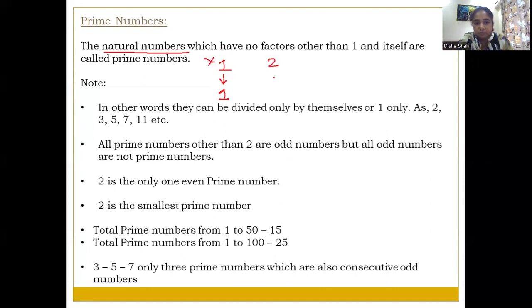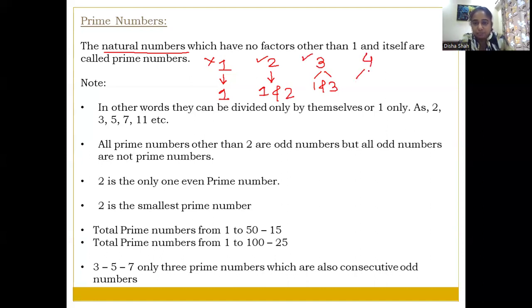Let's take 2. 2 के factors हैं 1 and 2. So basically 2 has got two factors, one is 1 and second is itself. So yes, 2 is a prime number. In fact, we can say now that 2 is the smallest prime number. Next, number 3. 3 has got two factors, 1 and 3. So since it has got exactly two factors, we can say that 3 is a prime number.